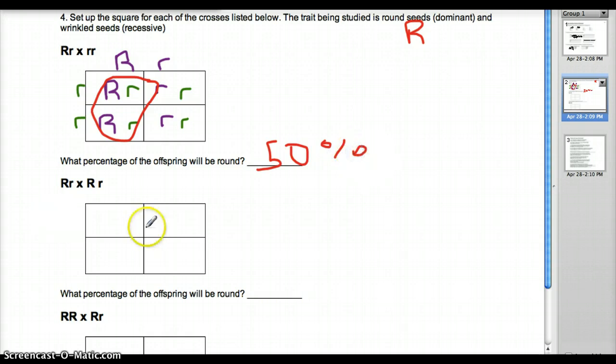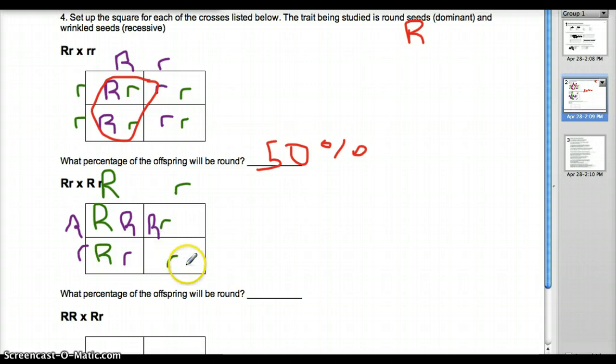All right, so let's look at the next one. It says big R little r times big R little r. So we're looking at two heterozygous parents. So we've got big R little r times another big R little r. All right, I'm going to go ahead and use my green. Here's the one parent contributing his genotype. And now let's go to the other parent. I like to write my capital letters first.